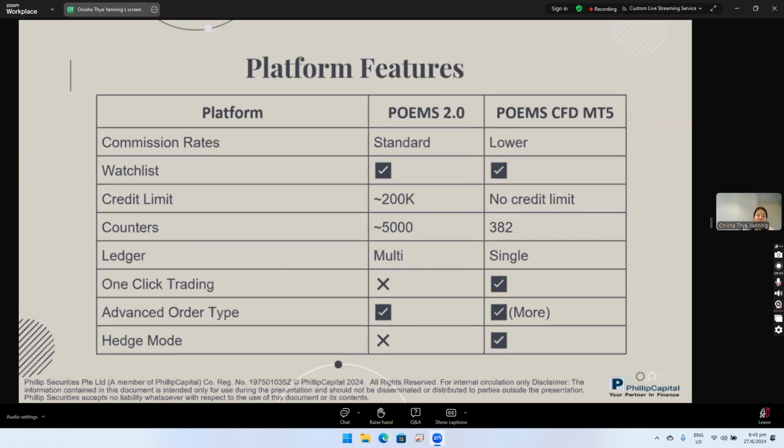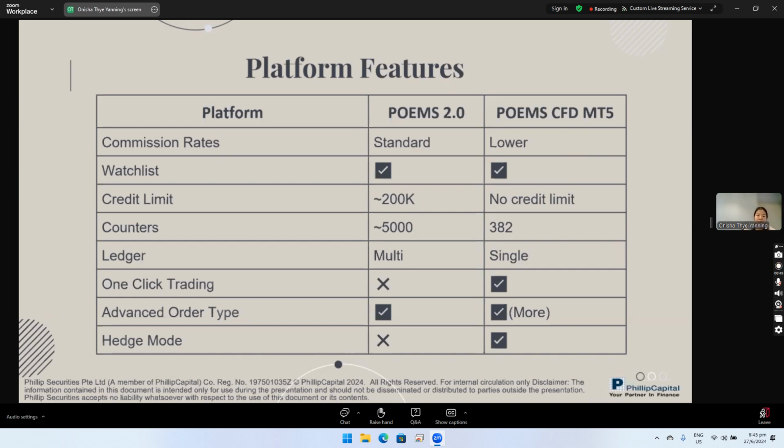First thing is the commission rate, which for Poems 2 is standard, but our MT5 is lower. You can refer to our website for more info. Watchlist, both platforms have it. And then the credit limit for Poems normally is at 200K, but for MT5 there's no credit limit approval. So those who want more credit limit, you can opt for our MT5.